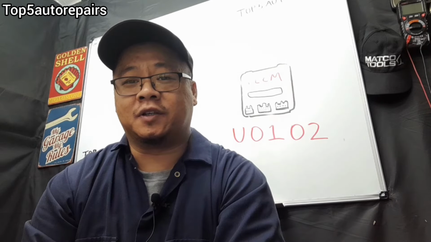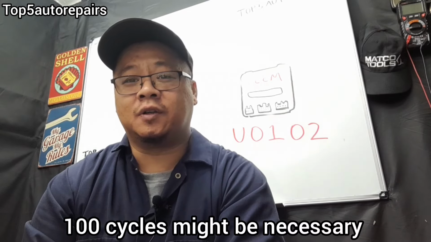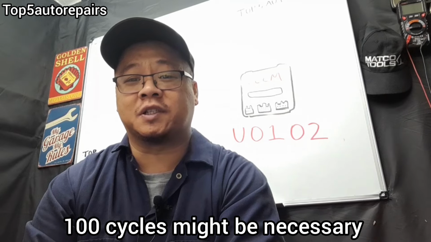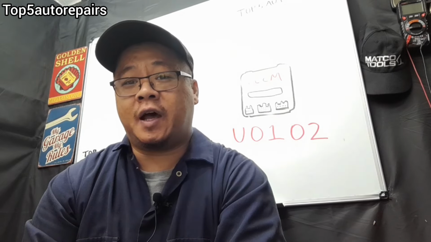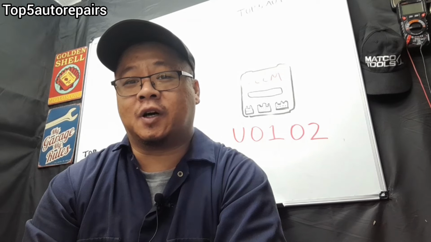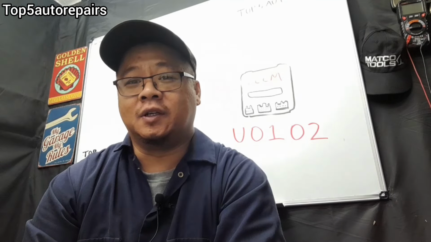After you install the transfer case control module, your vehicle will have to go through 100 cycles for the check engine light to turn off. Either that, or you have a special scan tool to turn off the check engine light and erase the code, and you can also do it that way.